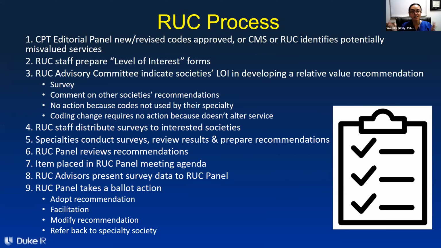And there's a lot of back and forth, question answer, and ultimately the RUC panel takes a ballot action, a vote, and they either adopt the recommendation of the advisors or alternate advisors, they send the code for facilitation, they modify the recommendation, or they refer back to the specialty societies. But notice that unlike the CPT, where the CPT panel can outright reject and say, this is not going any further, in the RUC process, that is not an option. Something is going to happen with evaluation of that code.